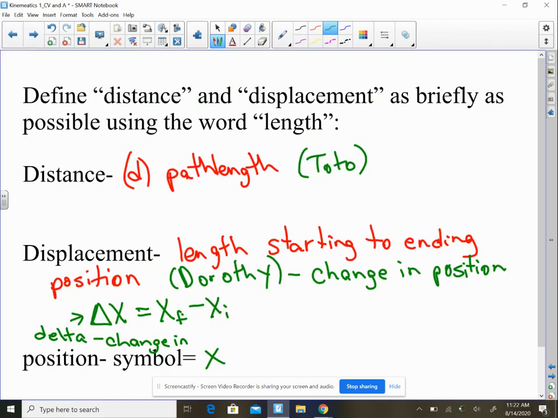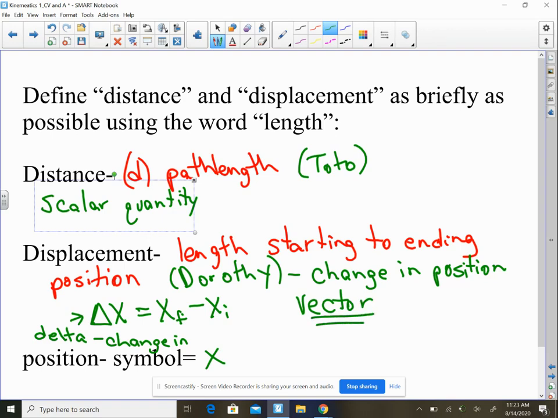Going back to these two, Toto's direction never mattered for his distance. And so distance is a scalar quantity. Displacement, however, we care about where the ending position lies compared to the starting position. Displacement is definitely a vector quantity. So displacements will always have direction.